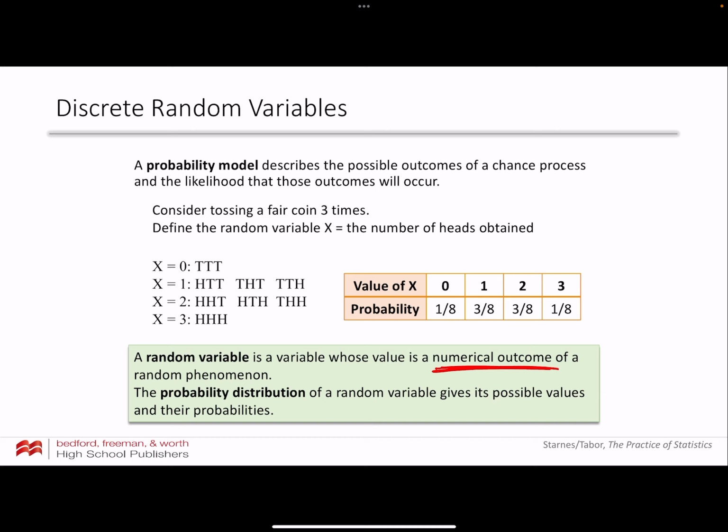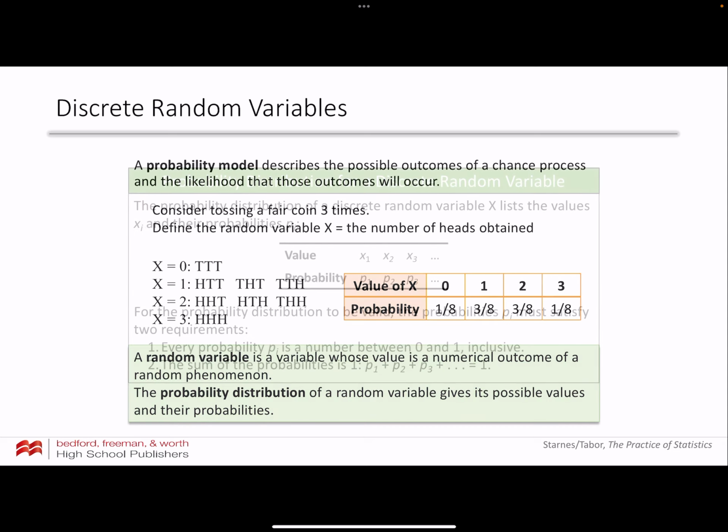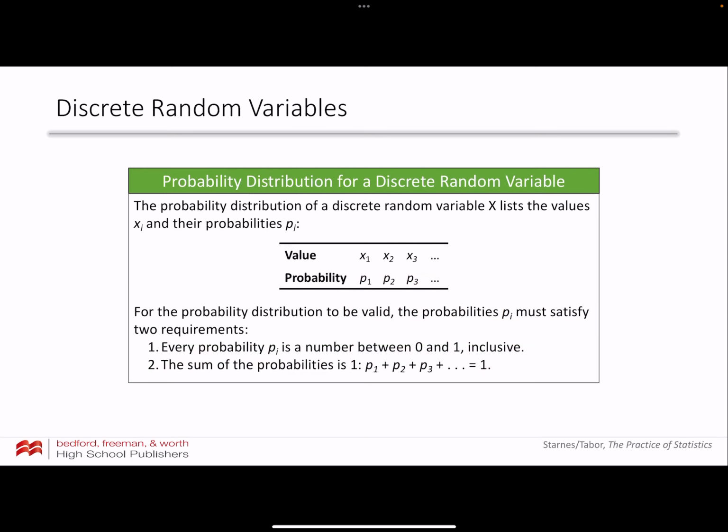So for example, with the hair color thing, if I just said record a person's hair color, that's not a random variable because that's black, red, brown, whatever. But if I were to say count the number of people with brown hair in a sample, then that could be a random variable because I'm counting a number of people. So my values would be 0 people, 1 person, 2 people, right? All right, so a random variable has to be a numerical outcome.